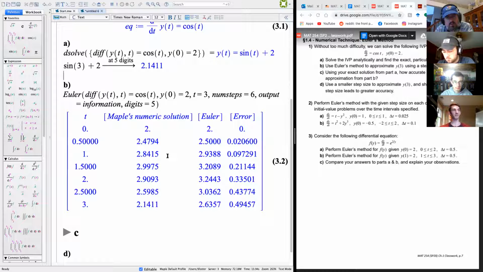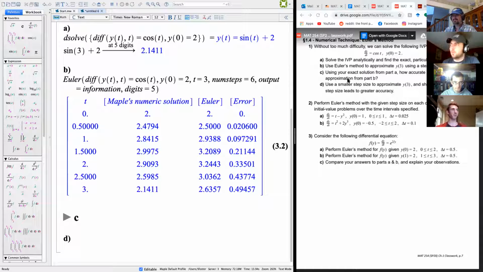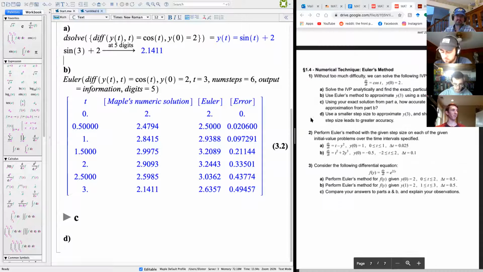So cool, handy. One question for you, how did you know? No, actually, I'm going to reserve that question for later on. So congratulations, that's part B. How about part C? Part C was using your exact solution for part A. How accurate is your approximation for part B? I concealed this one because it was just too technical. I didn't want to overwhelm anybody.